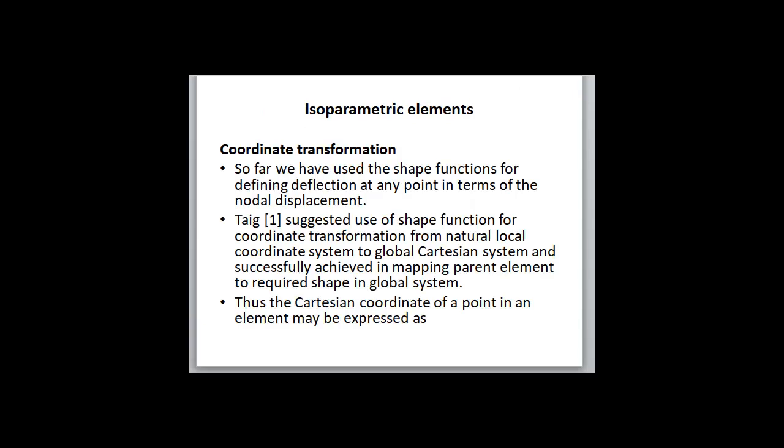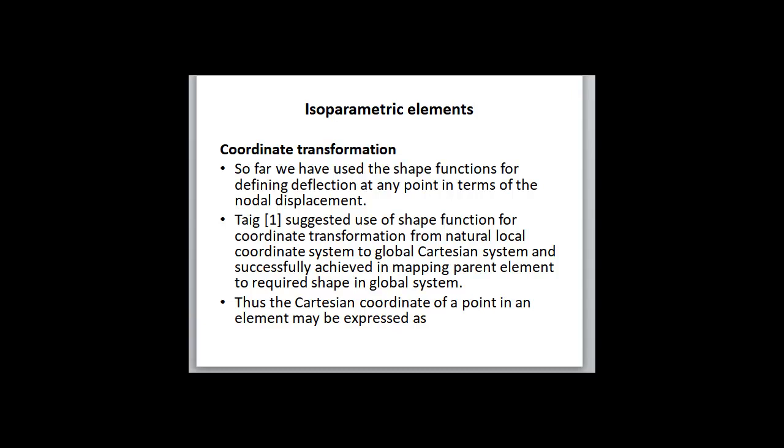So in an isoparametric element, the natural or local coordinate system must be mapped to the global coordinate system. In finite element analysis, we have used the shape function for defining the deflection at any point in terms of the nodal displacement. Taig suggested using the shape function for the coordinate transformation from the natural local coordinate system to the global Cartesian system, and successfully achieved mapping the parent element to the required shape in the global system.